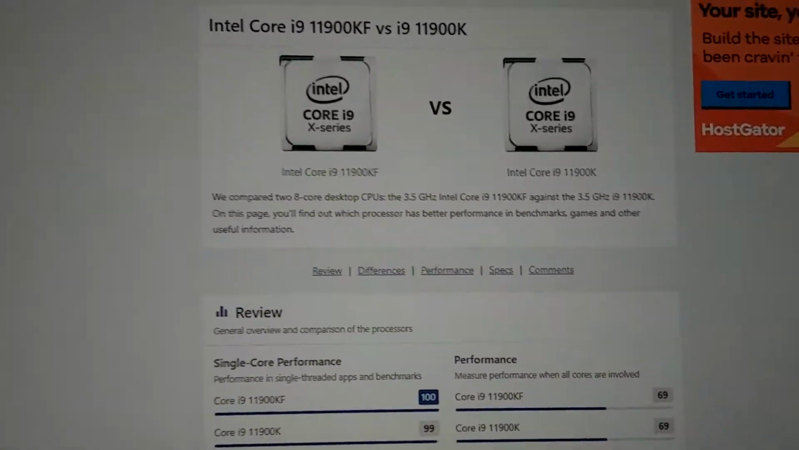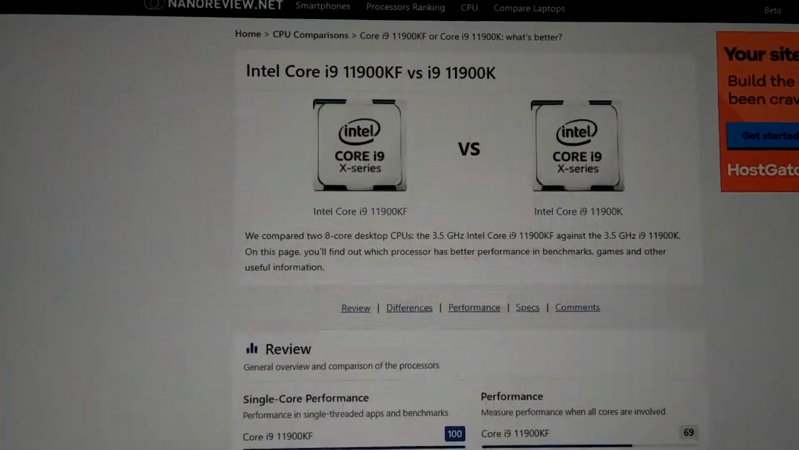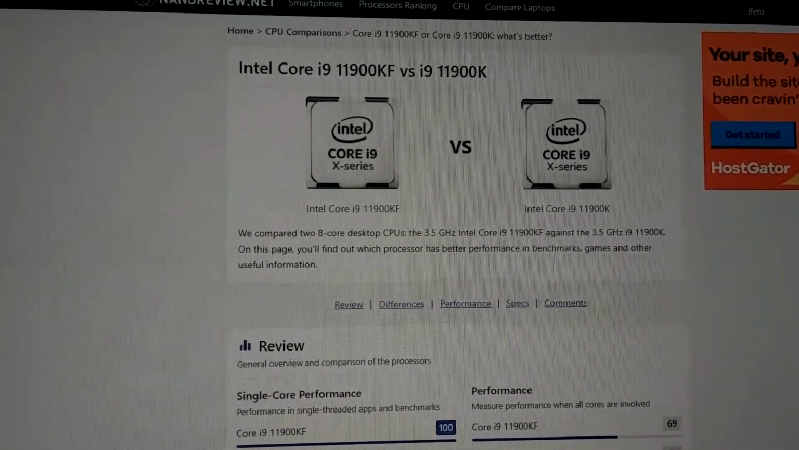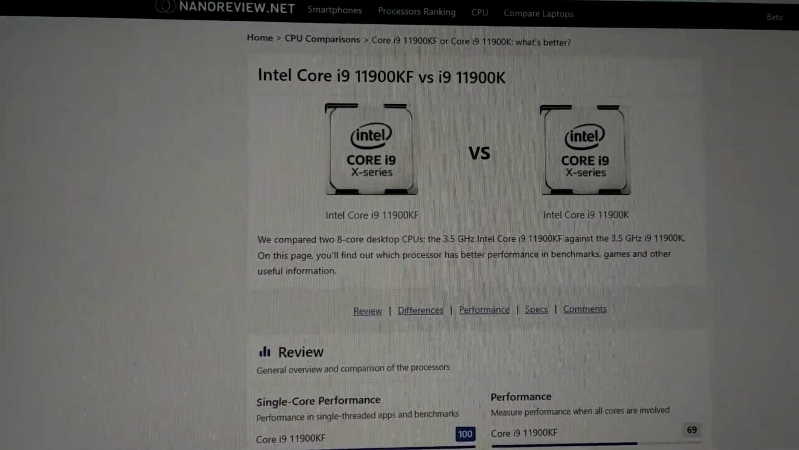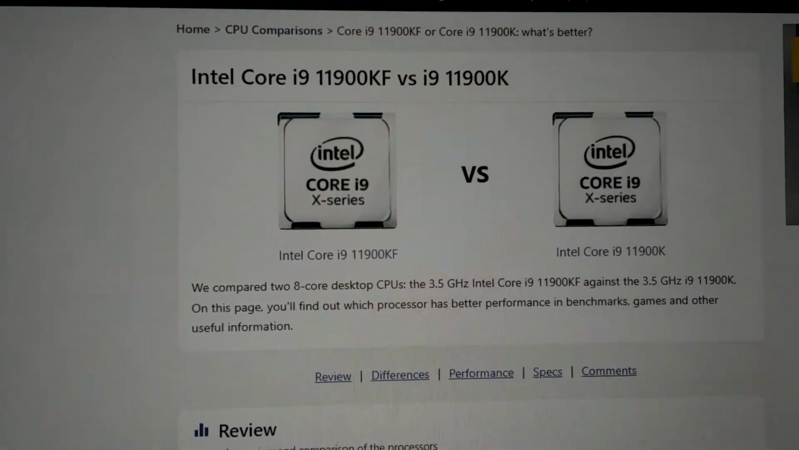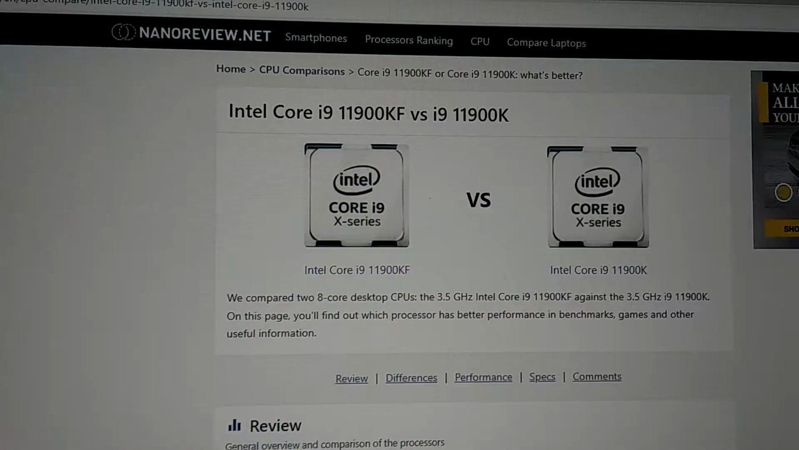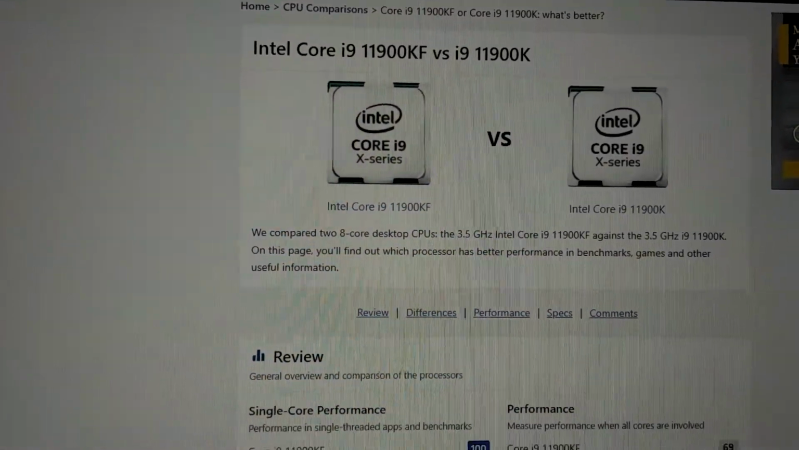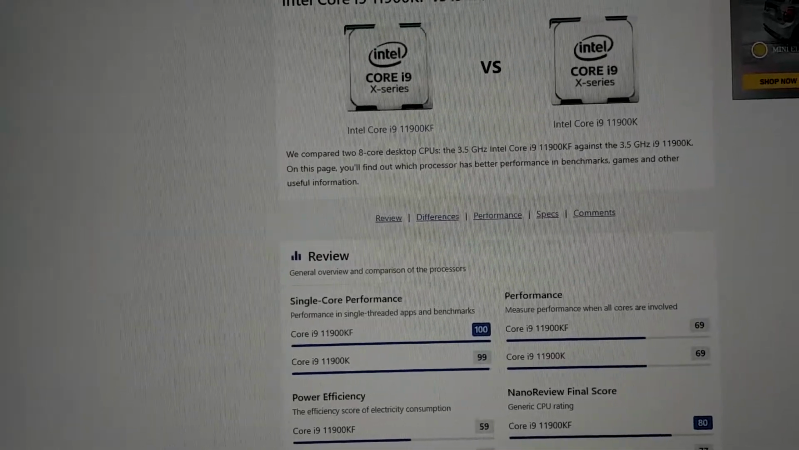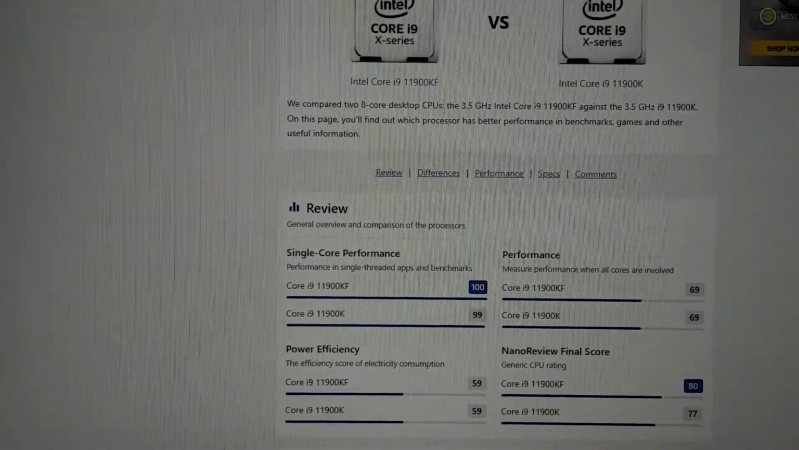Today's video is about one of my subscribers asked me a question. What's the difference between Intel Core i9-11900K versus the 11900KF? Okay, I'm just going to explain to you guys something. There's not much of a difference in regards to performance.